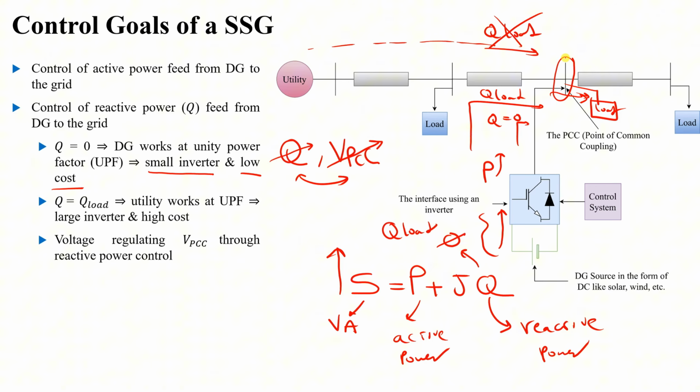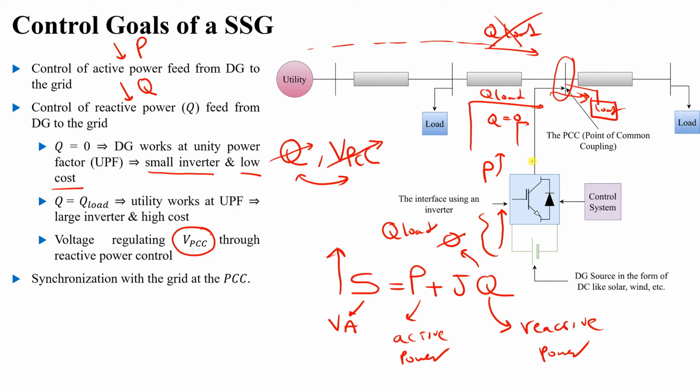synchronous generator. So we have many control goals of a static synchronous generator: controlling P, active power, controlling Q, or controlling V at the PCC. The other function is synchronization with the grid at the PCC. So we would like to synchronize with our grid here.